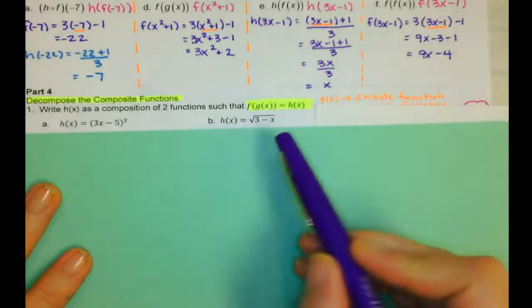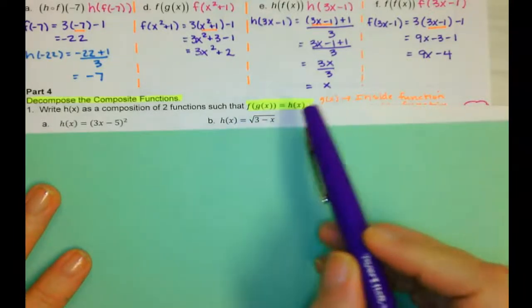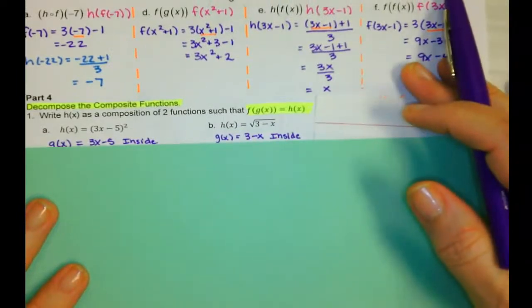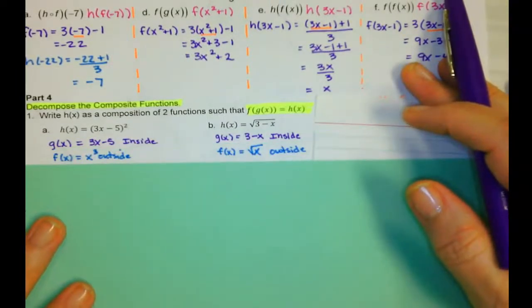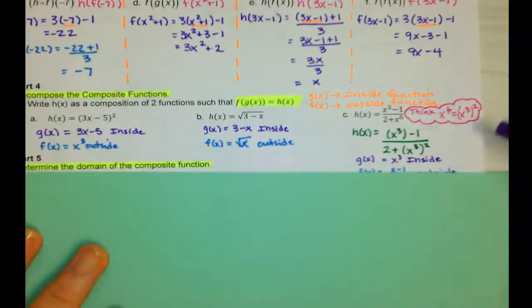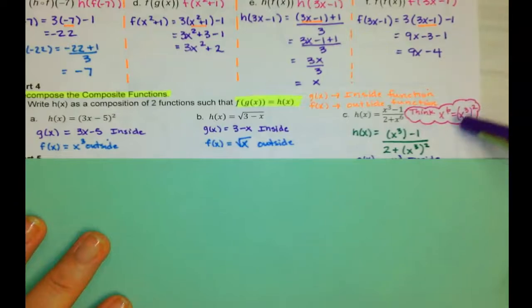So the next problem, we have a linear inside a square root. So the inside function, the g of x function, is 3 minus x, and the outside function is square root of x. So these aren't too bad. And then when I get to this one, it's a little more interesting because we have to remember that we have an exponent rule in play here.